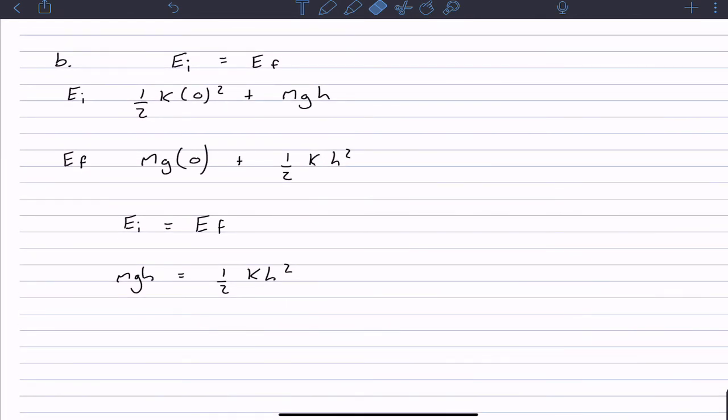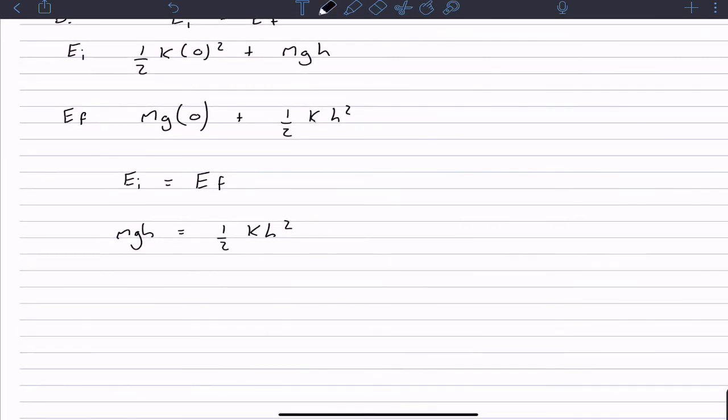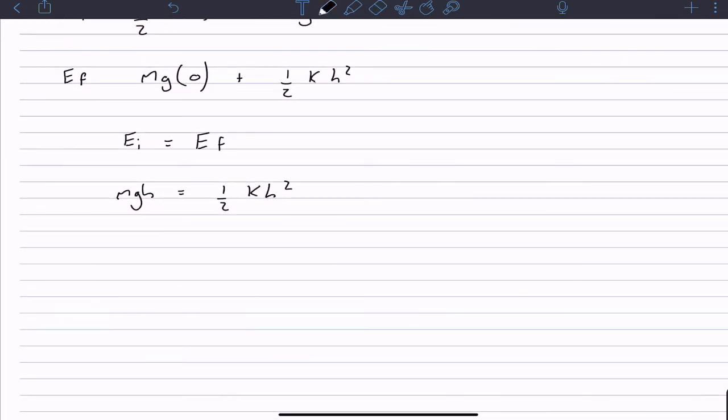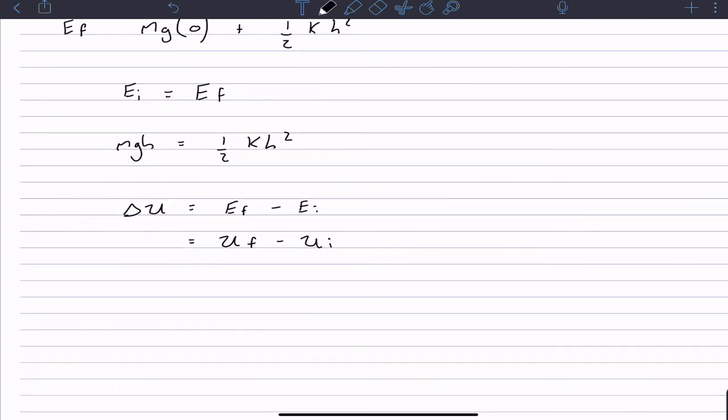So I think I've added an extra step, but what we can do here is this. We can say the total change, we're just looking for the change in the potential. So the total change in the potential, we can use EF minus EI, which in our case, since we don't have any kinetic energy, is just going to be UF minus UI, and this is going to be U final for both blocks, right?